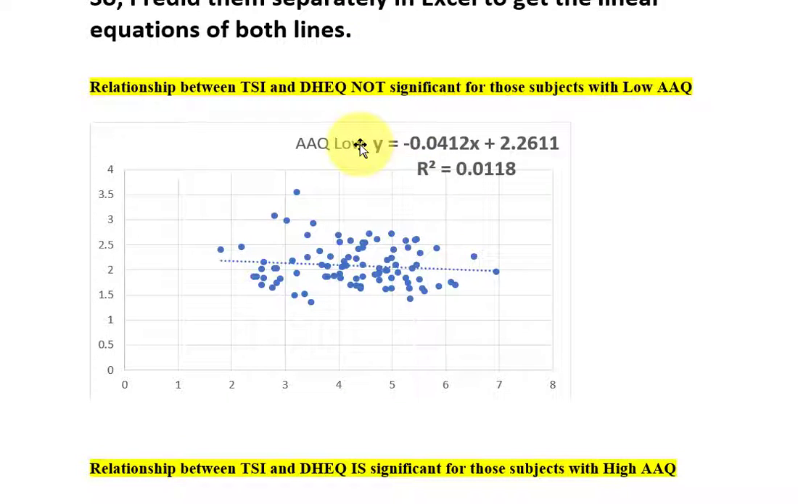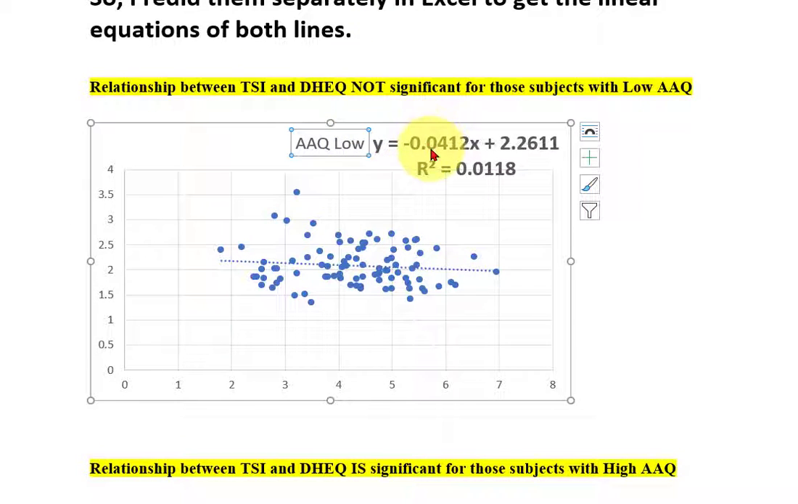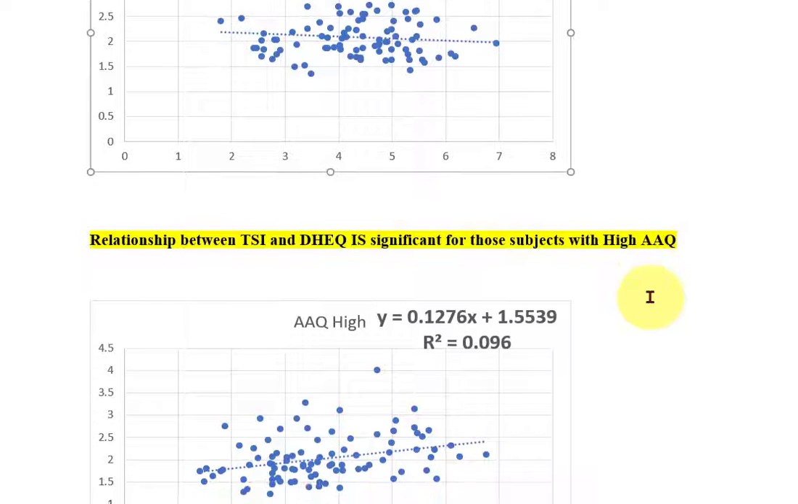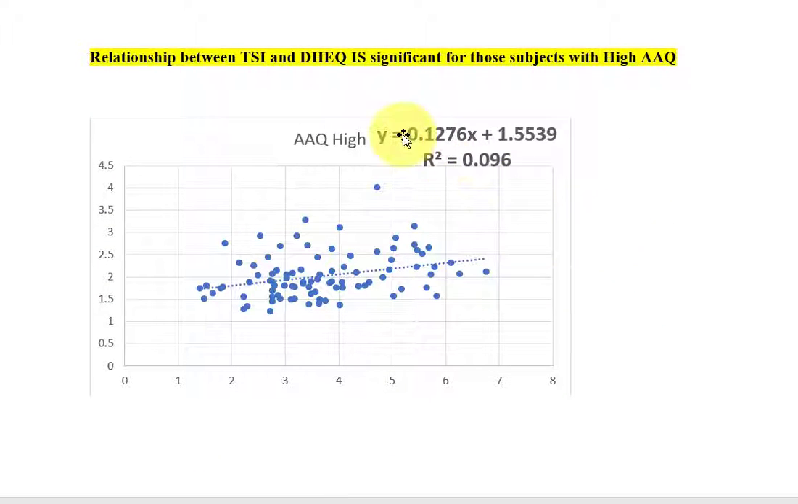So here's the low guys, and there's the slope, right? It's negative 0.04. Again, it's just barely above 0. So this is the one that's not significant. And here's the high AAQ, and the slope is about 0.13, and it is significant.